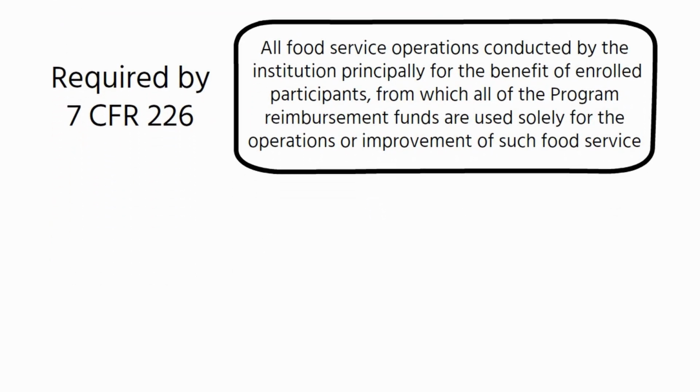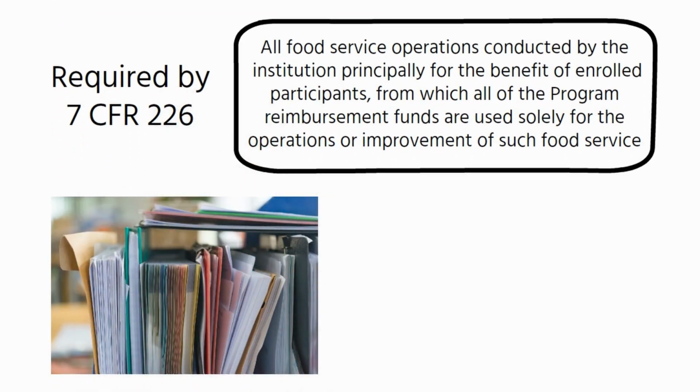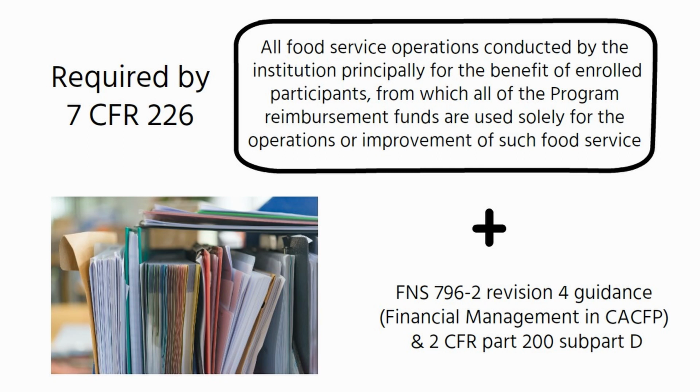In general terms, the institution must maintain records to support that all CACFP reimbursement is used solely for allowable program operation and administrative costs. In addition to the program regulations, 7 CFR 226, the institution must follow FNS 796-2 Revision 4 Guidance, Financial Management in CACFP, and 2 CFR Part 200, Subpart D.